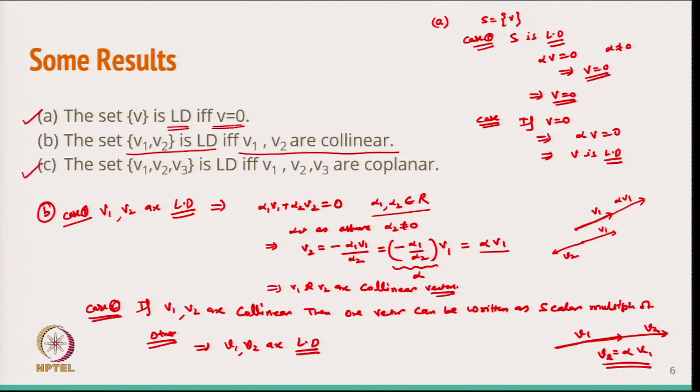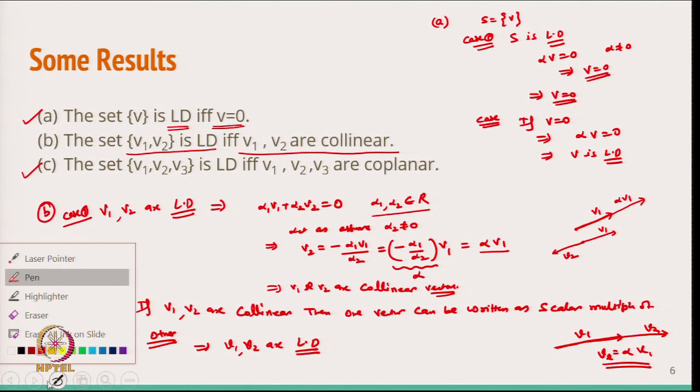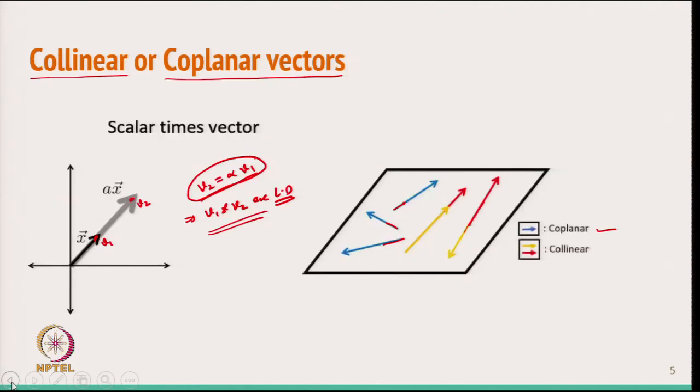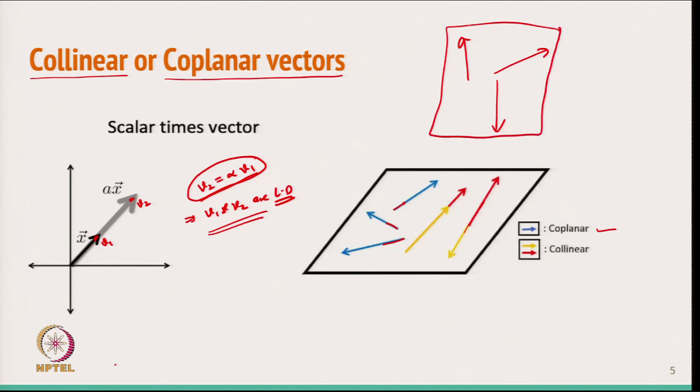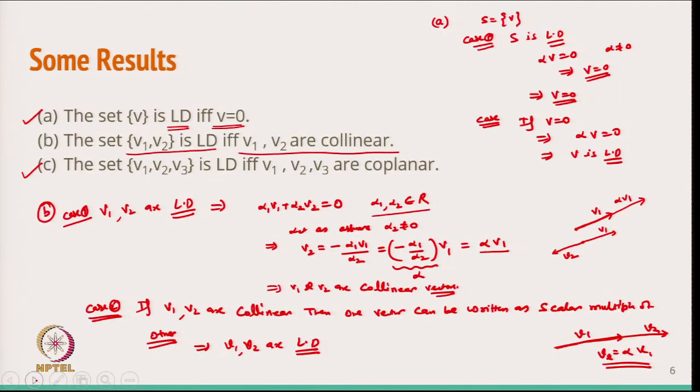Now, the third one is the set of vectors is linearly dependent if and only if V1, V2, V3 are coplanar. So, coplanar means like this one. So, all the three vectors are coming in one plane, like I take one vector here, then another vector here, then another vector here. So, all are coming in the same plane. So, that is called the coplanar vectors.